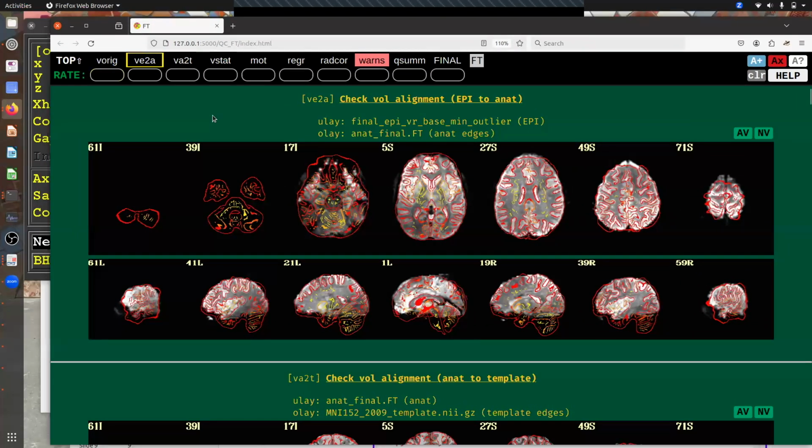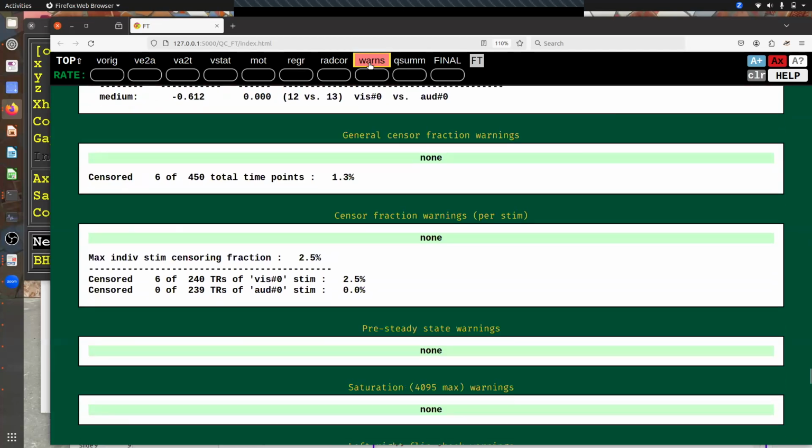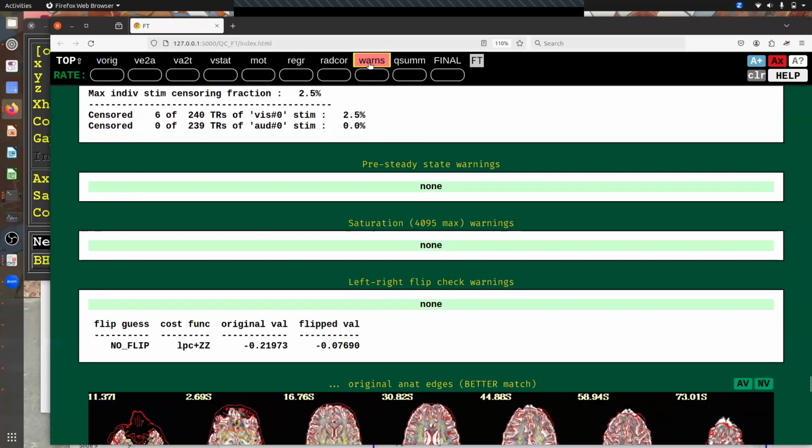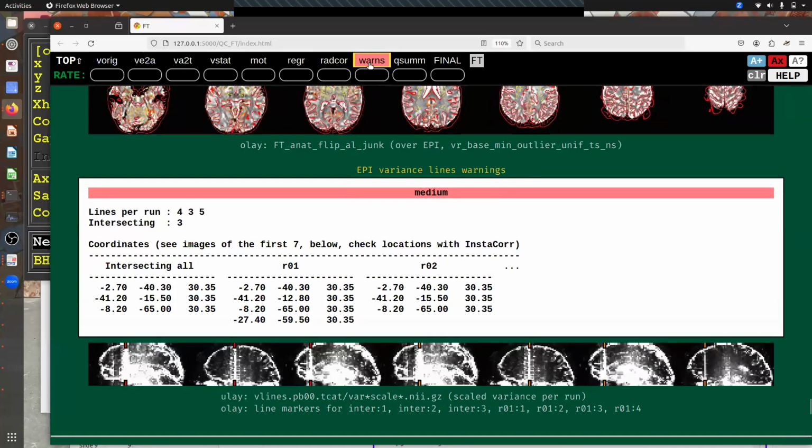Basically the jobs of myself, Daniel, other people in the group, and other collaborators are to try to make it easier for you to check your data in intermediate steps, like with this HTML, and also provide things like automated warnings, which I don't have time to talk about, that exist here, including these variance lines and things like this.